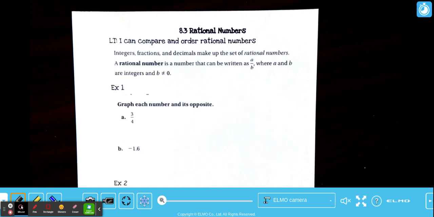All right, who would like to read the learning target? Bella. I can compare and order rational numbers.